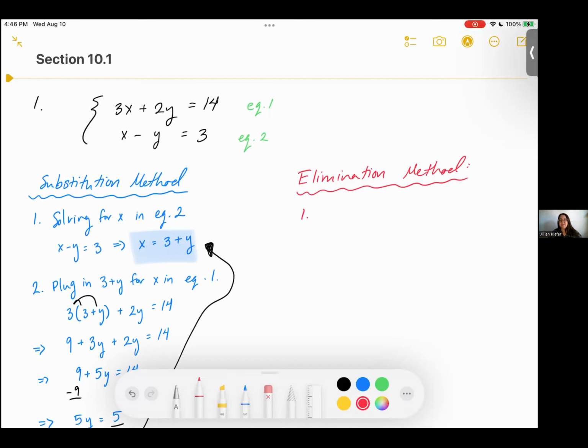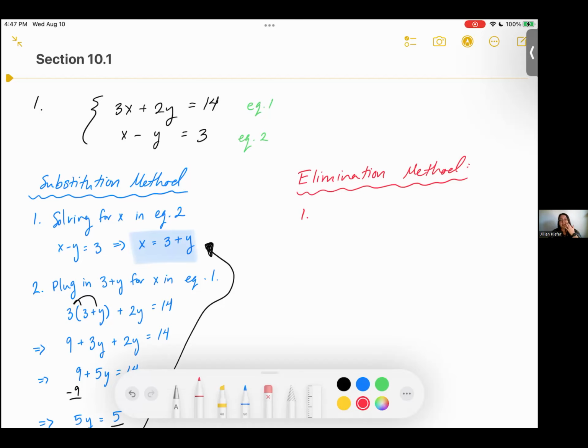With the elimination method, we said that our first step is that we want to adjust coefficients. We want the coefficients of one of our variables, in both equations, to be opposite, meaning 3 and -3, 2 and -2, 5 and -5. That's what we mean when we say opposites. Same number, but it's negative.